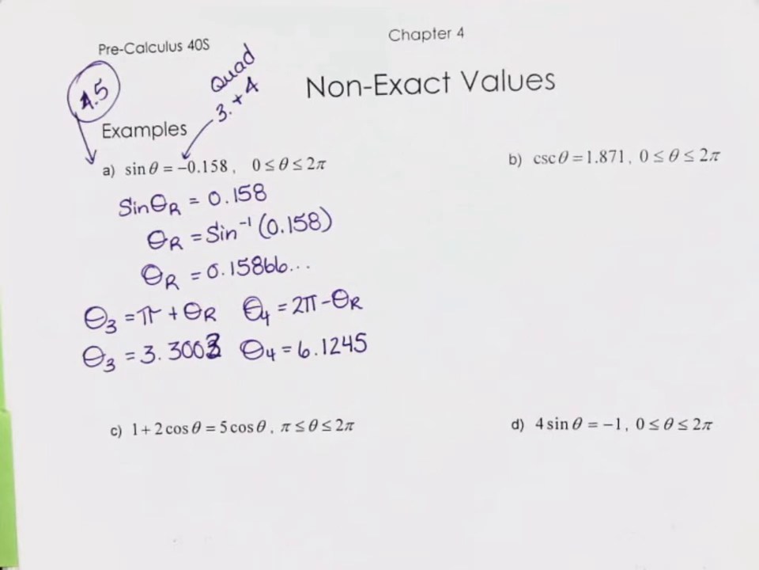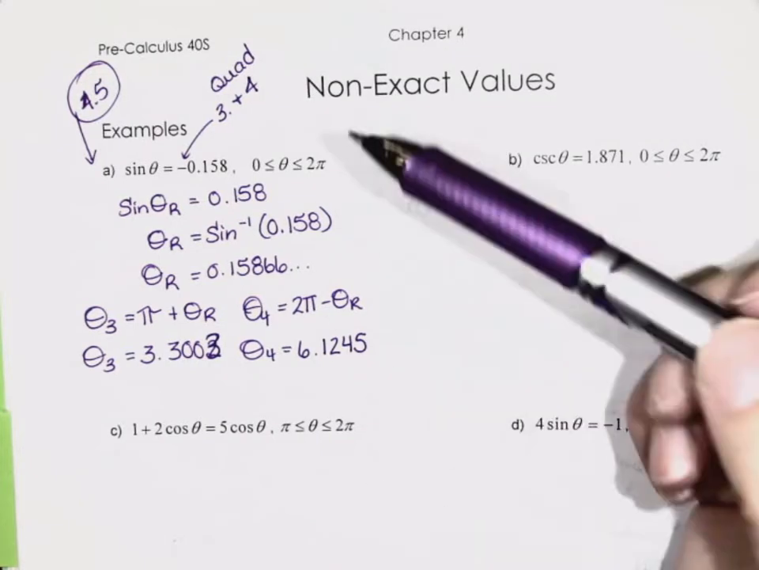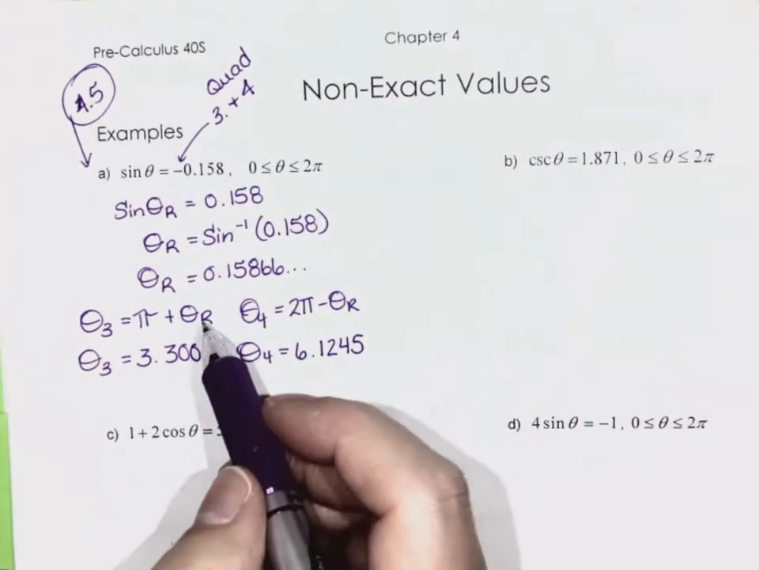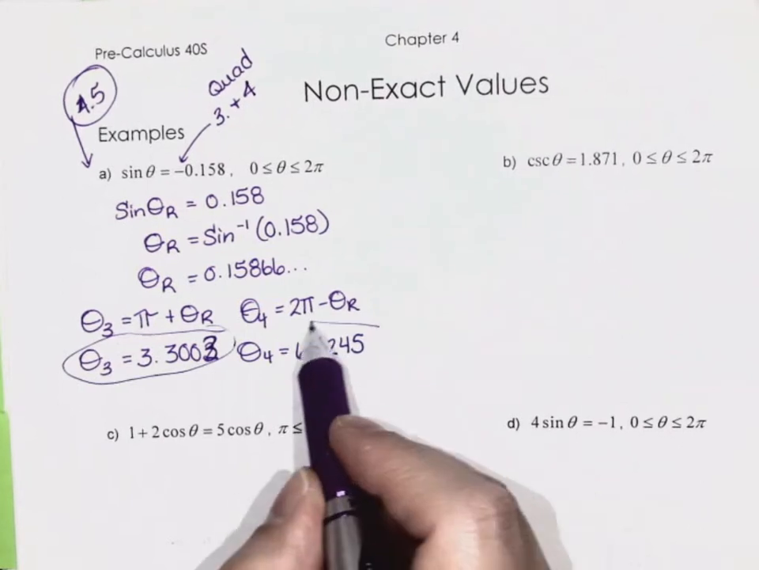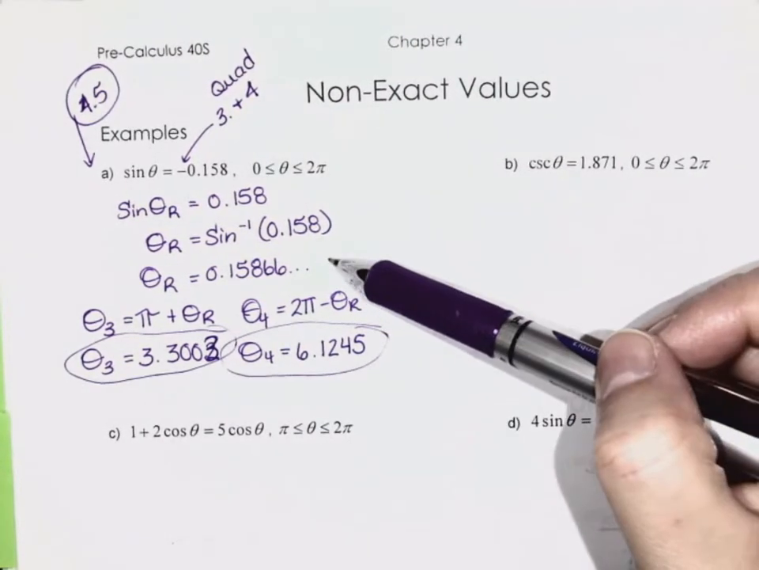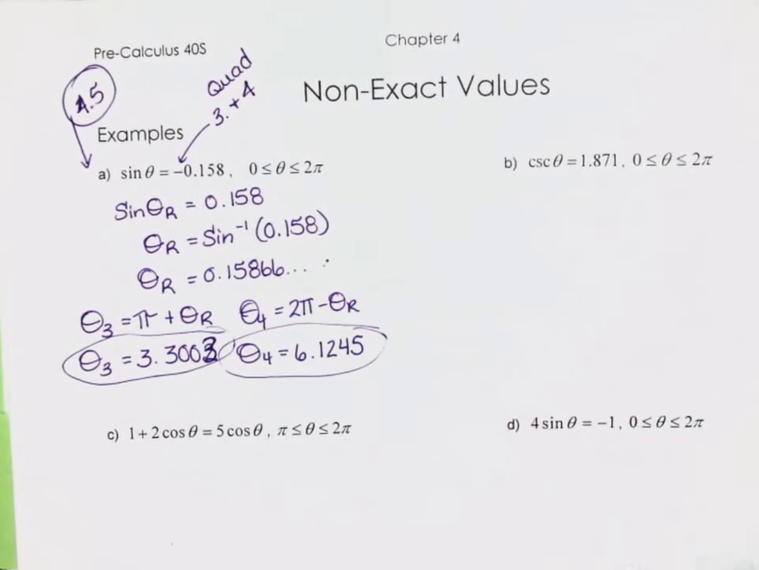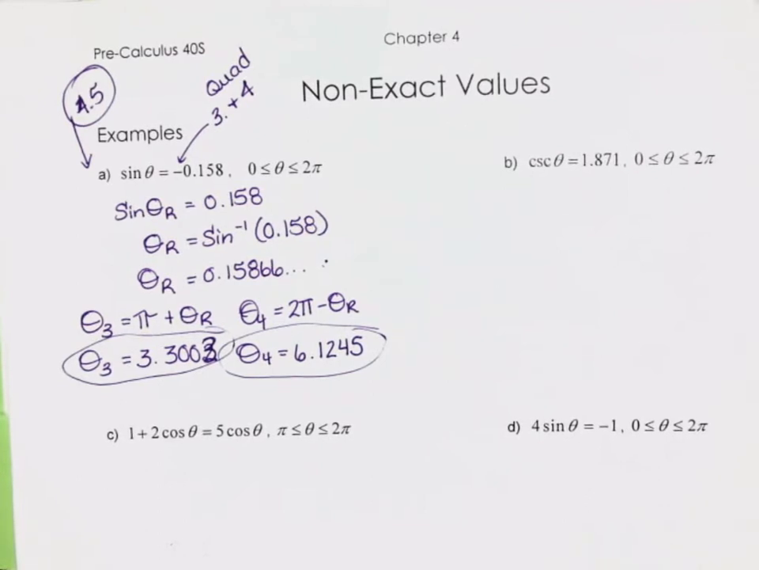And am I going to have any other answers with that restriction? No, because my only answers would have been in quadrant 3 and quadrant 4. So this is an answer, this is an answer. Is that an answer? No. And I keep labeling it theta r to get that point home: that's a reference angle, not a solution to this question. It's only an answer if it's in quadrant 1. Yep, correct.